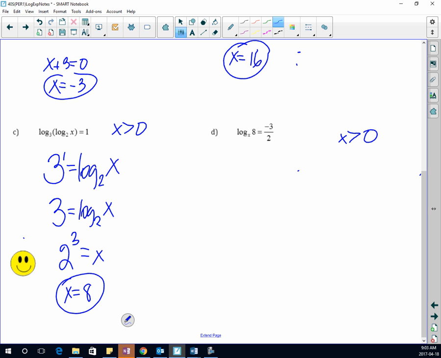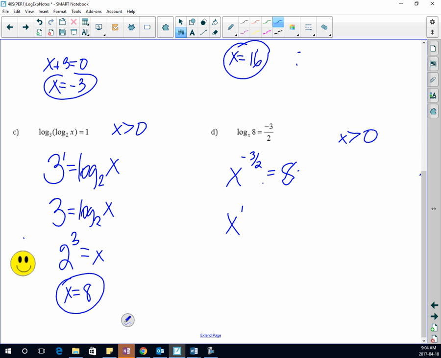No, we can't have a base of 1. So, x, how do we do this? How do we undo a log? Exponentialize. So, what does this become? x to the power negative 3 over 2 equals 8. How do I get it to what x to the power 1 is? How do I go from this step to this step?